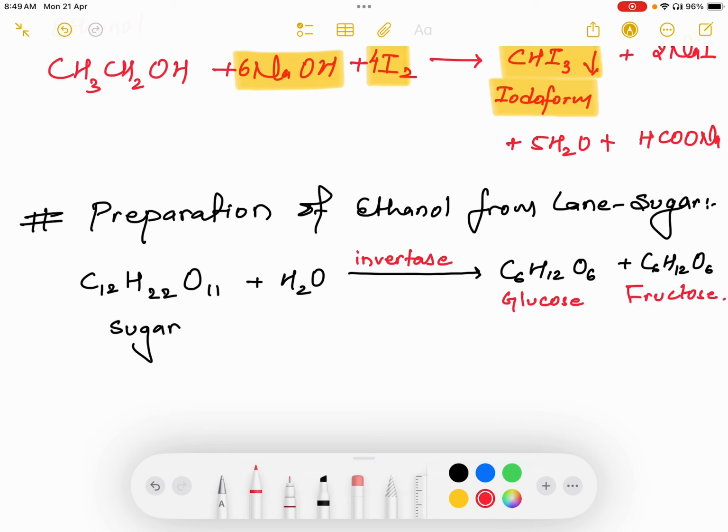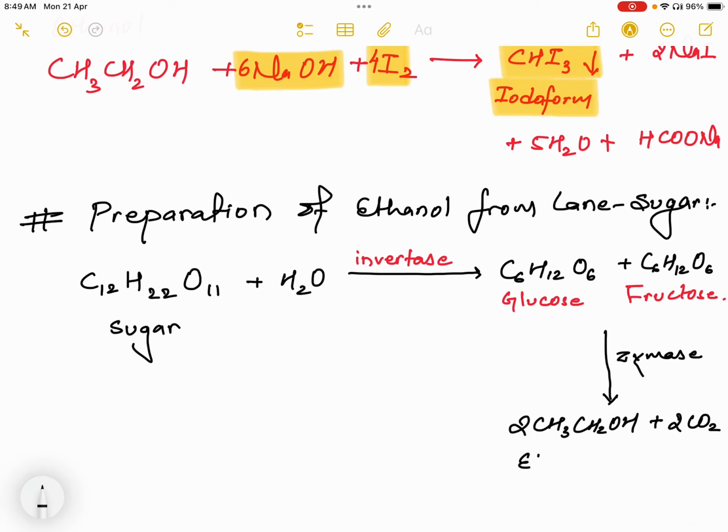This mixture of glucose and fructose is further treated with an enzyme known as zymase in order to produce ethanol, two molecules of CH3CH2OH, along with the liberation of carbon dioxide. And this method of preparation of alcohol is known as fermentation.